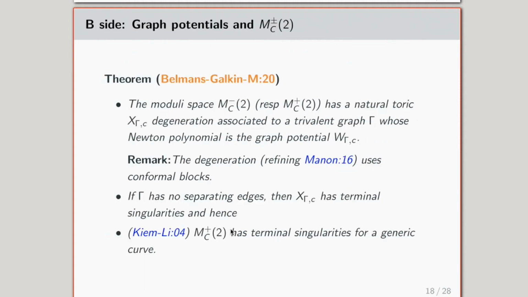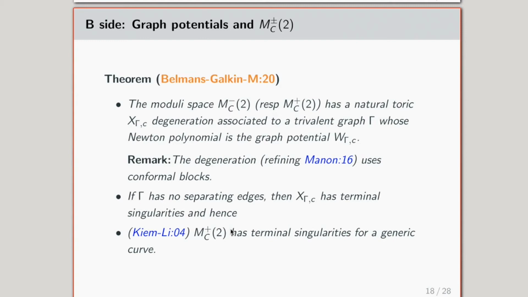Okay, so next I want to now tell you how we came up with the definition of the graph potentials. Okay, so what we prove is that the moduli space... So recall that in the examples that I gave for toric varieties, this potential is essentially the Newton polynomial of the fan polytope. So one can ask, can this strategy be generalized for other Fano manifolds? Okay, and this is the proposal of Iritani and Hori.